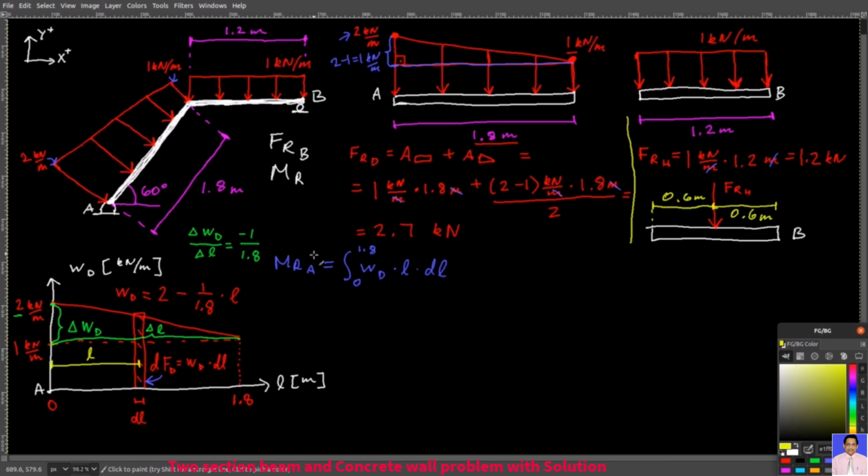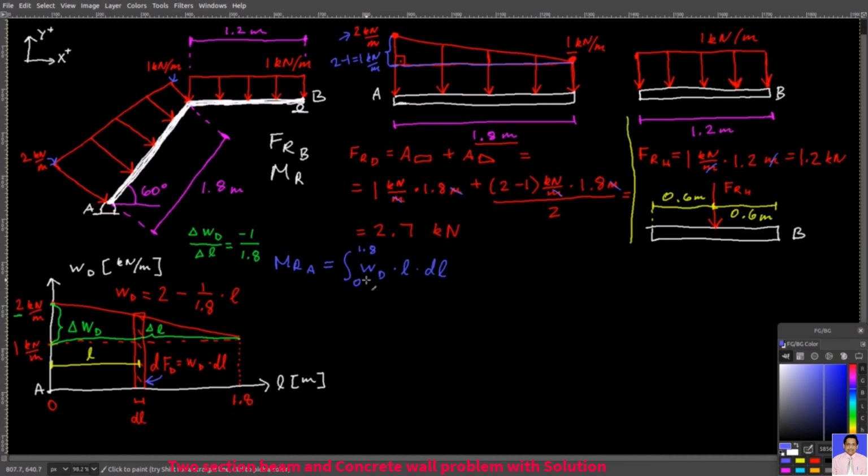And now we go back to this function. Remember that this expression here was simply L times dF/dL. It's this one times this one, and that gave you the differential moment. And then as you integrate from 0 to 1.8, you will add up all the infinitesimal moments, and you will get the resultant moment about point A.